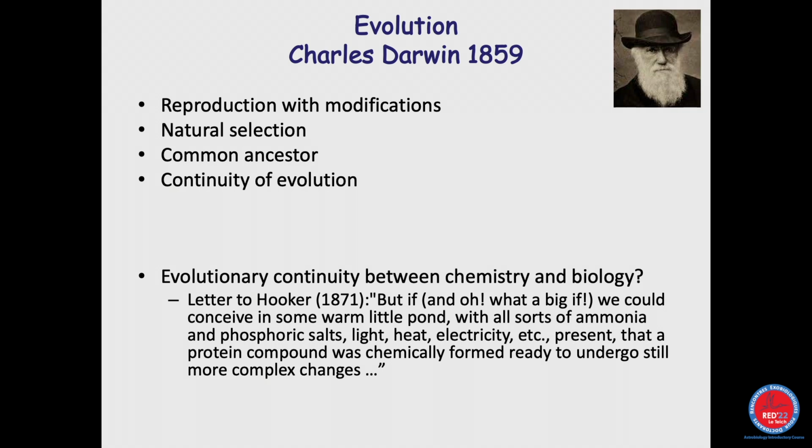At the same time, however, we had the development of the theory of evolution by Charles Darwin, that starts from the idea that evolution is the result of reproduction with modification and natural selection. One of the consequences of this theory was that all forms of life on the Earth are coming from a single common ancestor, and also that there is a continuity in evolution. And I think that Darwin himself thought that there has been a continuity between chemistry and biology with respect to evolution. And this comes from this well-known letter to Hooker in 1871.